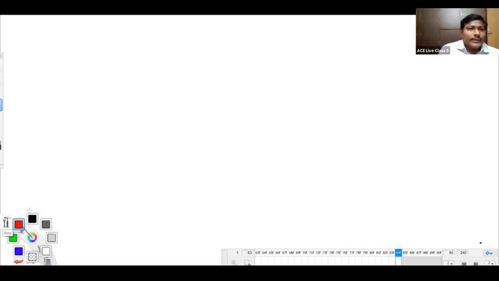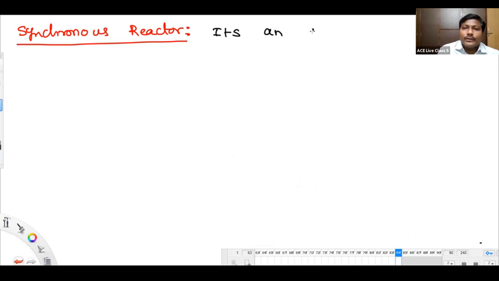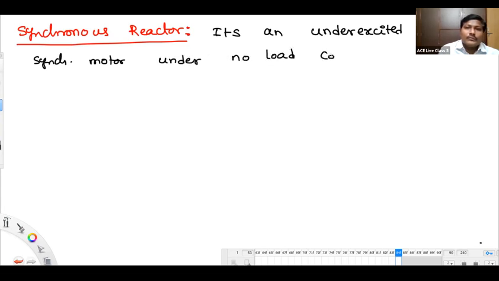Yeah. So next device we have is the synchronous reactor. It's an under-excited synchronous motor operating under no load condition.